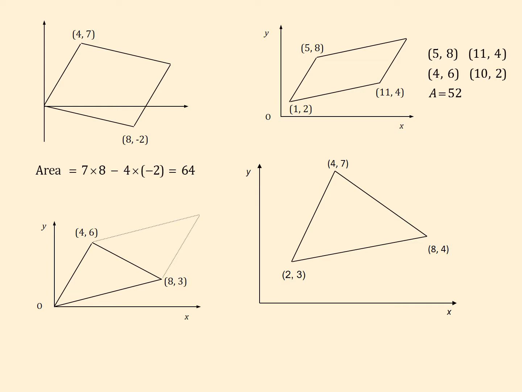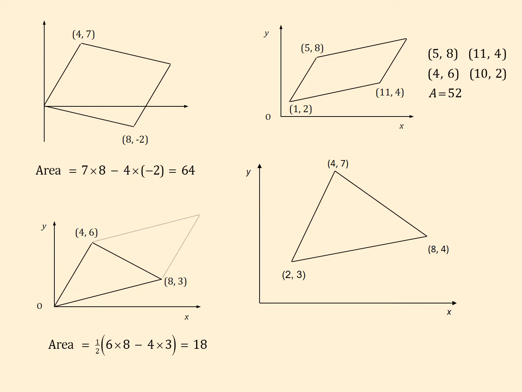Bottom left, we have a triangle. Well, every triangle is half a parallelogram. And so we can just use the same rule, 6 eights minus 3 fours, which is 48 minus 12 is 36, and then half the answer to give 18.